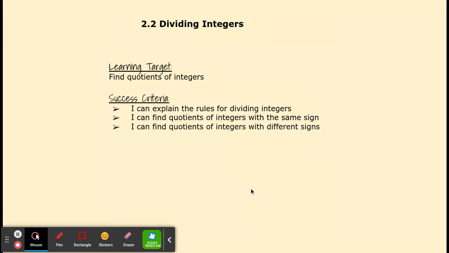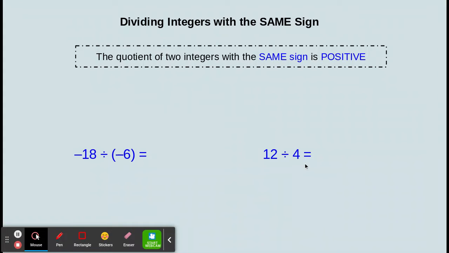2.2, dividing integers. When we divide integers or find the quotient of two integers, if they both have the same sign, then our answer is going to be positive. This sounds very similar to when we were multiplying integers, correct?